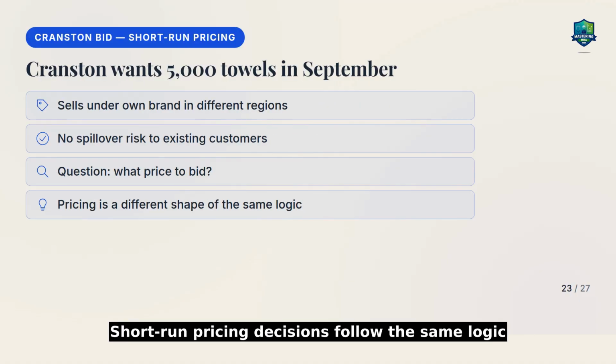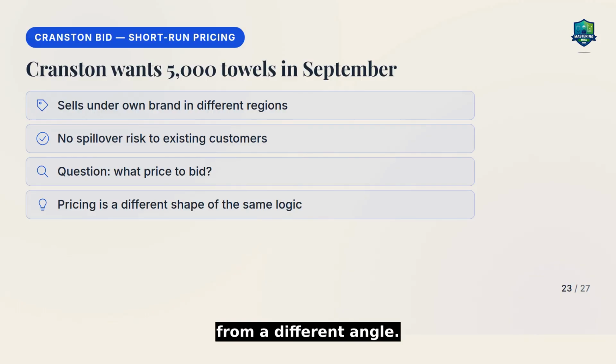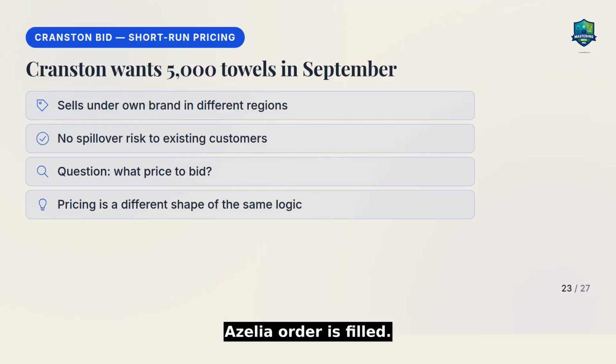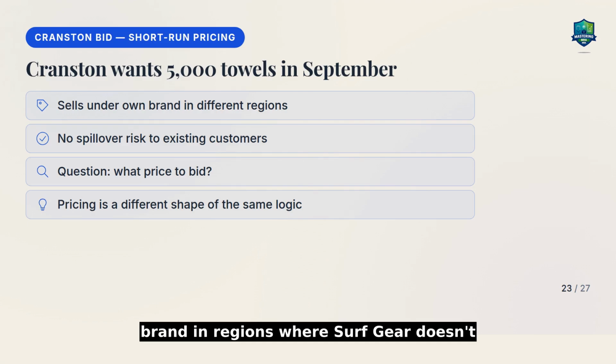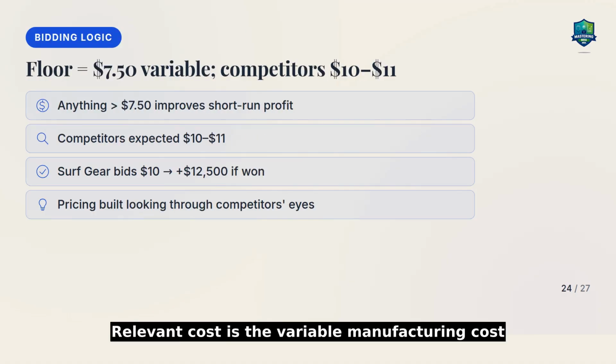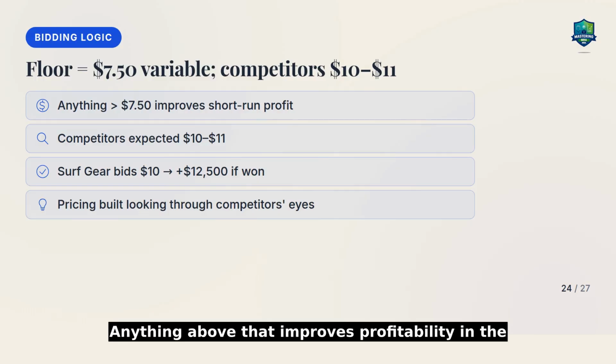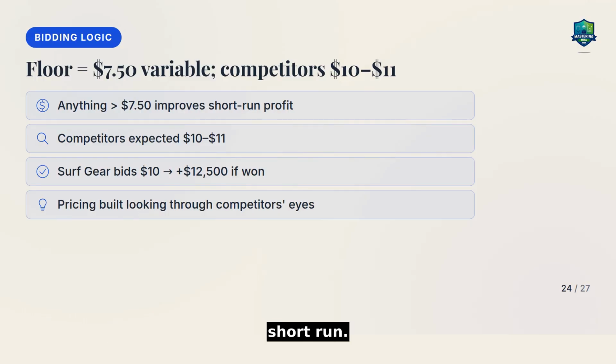Short-run pricing decisions follow the same logic from a different angle. Cranston wants Surf Gear to bid on 5,000 towels for September after the Azealia order is filled. Cranston will sell them under its own brand in regions where Surf Gear doesn't currently operate, so no spillover risk. The question shifts from accept or reject to what price do we bid. Relevant cost is the variable manufacturing cost, $7.50 per towel. Anything above that improves profitability in the short run.